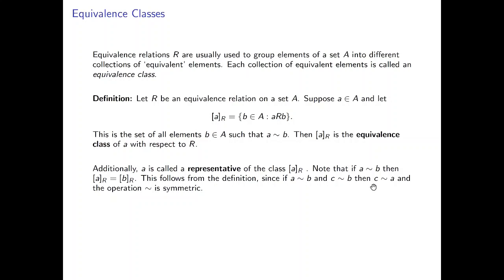But if c is equivalent to b and c is equivalent to a, then because of the transitivity and symmetry of the relation, it follows that a has to be equivalent to b. So if I have any common element in the intersection of these two sets, using just the definition up here, then a has to be equivalent to b, which means a is in the class associated to b, and b is in the class associated to a. If you write this out using set theory notation, you can show that these two sets are the same whenever a is equivalent to b.